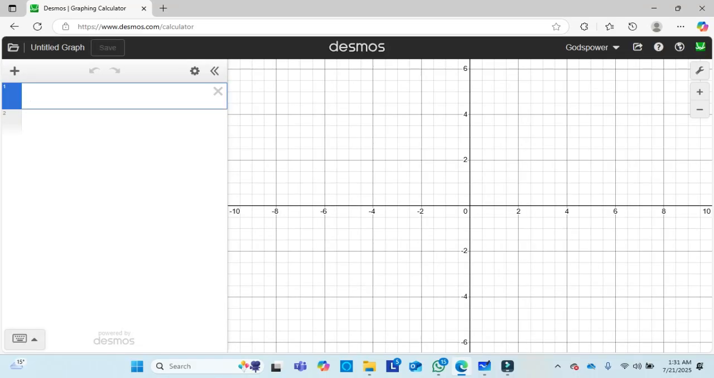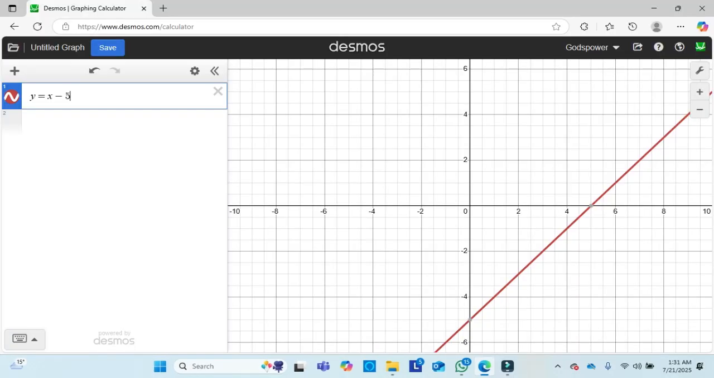The first graph I want to plot is a linear graph. We all know that linear equations are ones in which the unknown variable has a power of 1. And let's say we have y equals x minus 5. You can see, as I type that, the straight line graph appears.